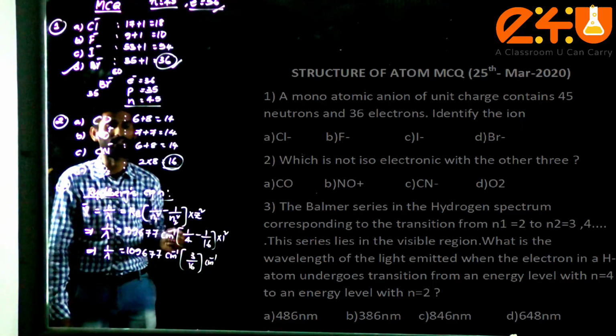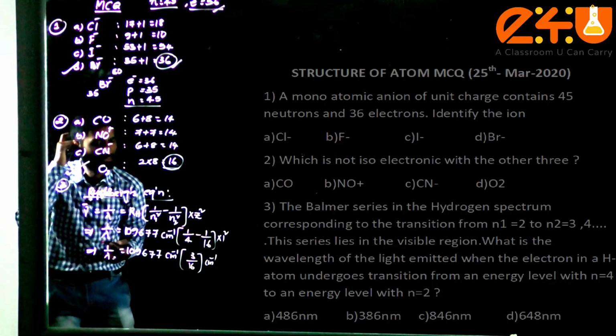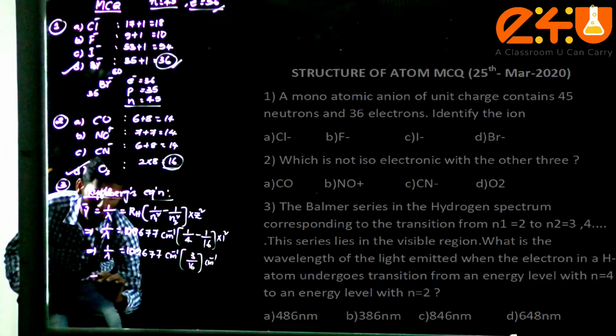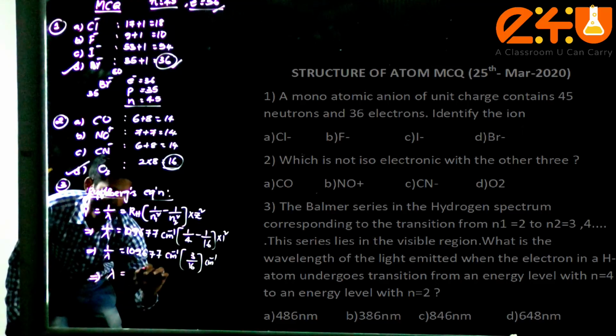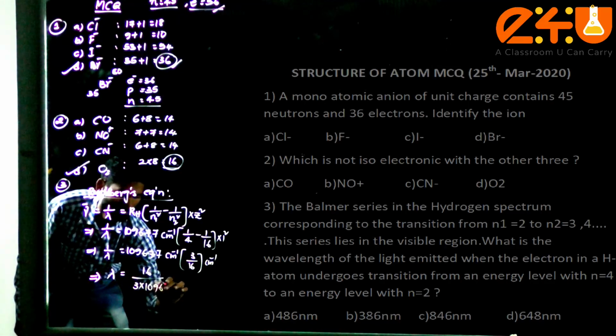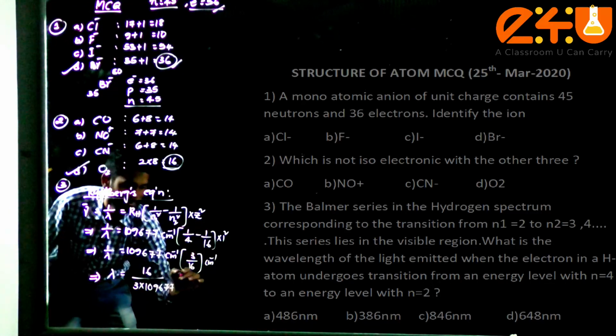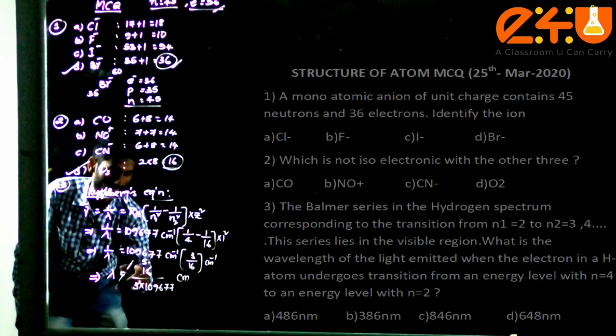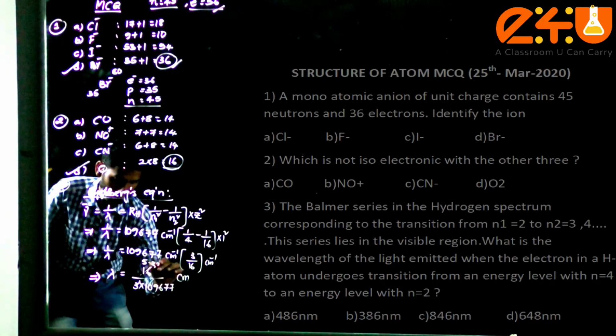Now, what we want is the wavelength, which they ask us to calculate: the wavelength of the light emitted when the electron jumps from the 4th to the 2nd orbit. Lambda is equal to 16 divided by 3 into 10.9677 centimeter, so it will go towards the top. Exactly 5 point, here 1, 3, 3.